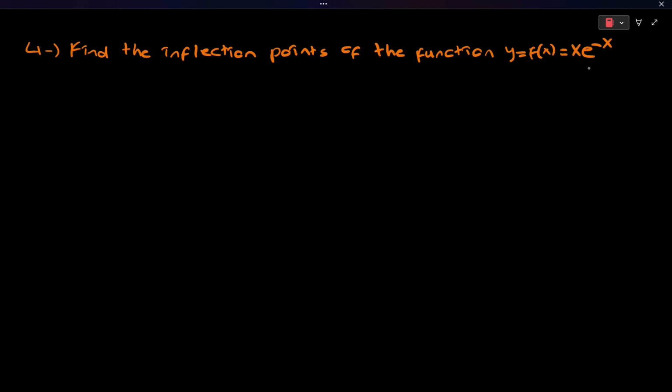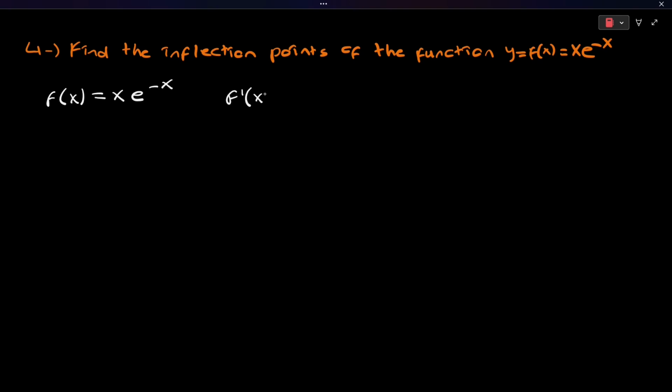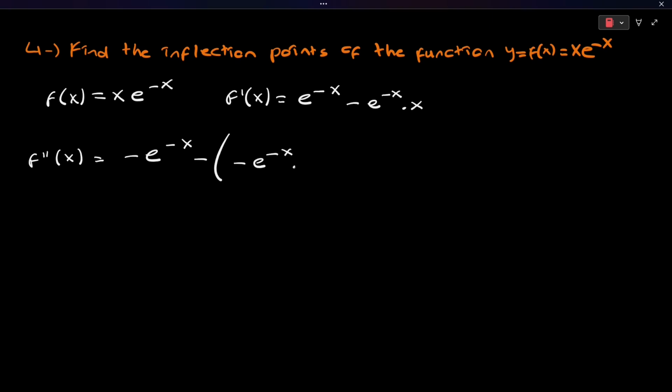Find the inflection points of the function x multiplied by e to the negative x. Okay, f of x is equal to x multiplied by e to the negative x. If we differentiate this according to the multiplication rule, e to the negative x, differentiating the second term, minus e to the negative x by x. Let's differentiate this one more time, differentiating the first term. The second term, I'm going to keep the negative sign and differentiate this part. Negative e to the negative x by x plus, the derivative of this one multiplied by this is negative e to the, wait, plus e to the negative x.